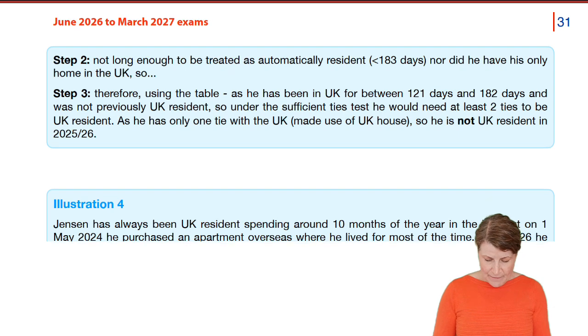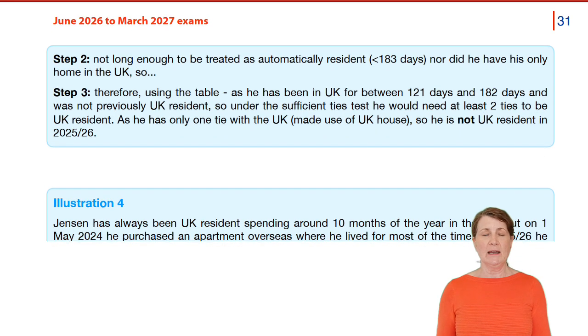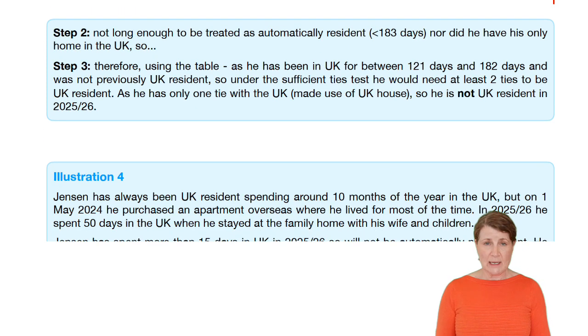Now, he spent 140 days in the UK, and remember step 2, you're automatically UK resident if you spent at least 183 days in the UK in the tax year. So he's not automatically UK resident under that test. And his only home isn't in the UK. He's got a home in the UK and he's got a home in Spain. So we don't pass that second part of step 2, and it doesn't mention anything about full-time work, so we can ignore that one. So with Fernando, we've actually got to go on to step 3, the sufficient ties test.